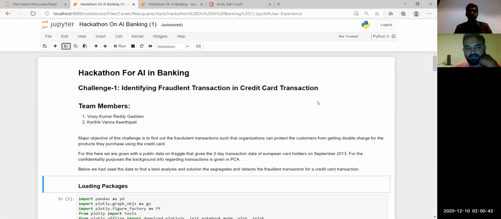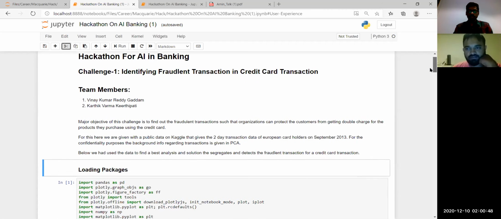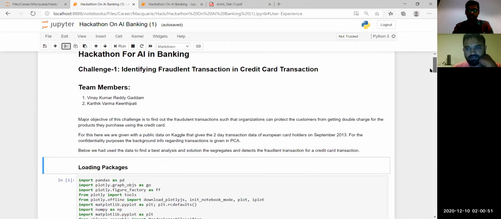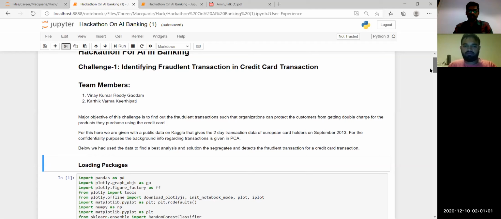We both did this challenge identifying fraudulent transactions in credit card transactions. Credit companies usually face the issue of fraudulent transactions that takes ages to solve with human intervention. For this, we have prepared a learning model and system to detect and prevent fraudulent transactions by using artificial intelligence. This learning system is based on the Kaggle data.